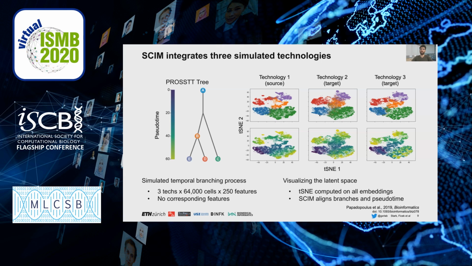For example, the blue technologies from branch A interpolate into the green technologies from branch C and the orange technologies from branch B. This is preserved across all embedded technologies. The temporal coloring reveals that interpolations between branches are generally continuous in pseudotime.